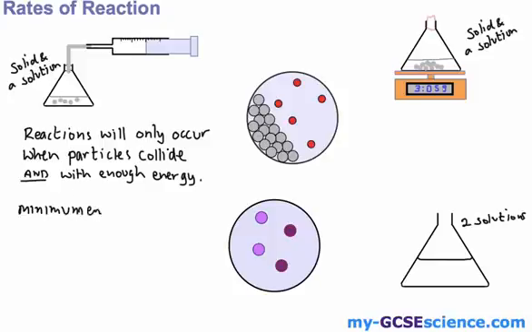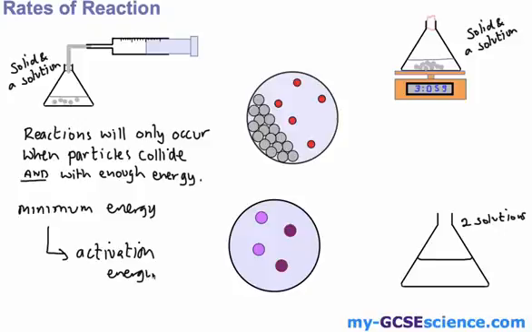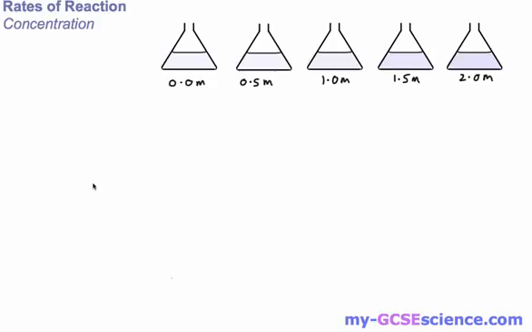energy, let's do that tidily, that minimum energy required is called the activation energy. So that's the minimum energy required for a reaction to happen between two colliding particles. Now let's have a look at how that affects our four different factors.